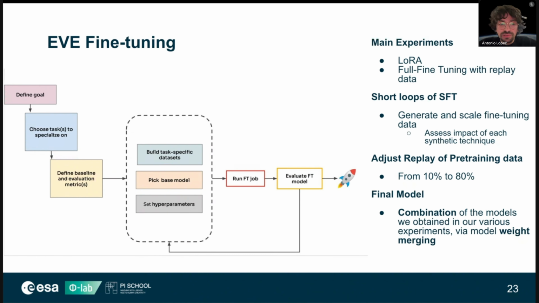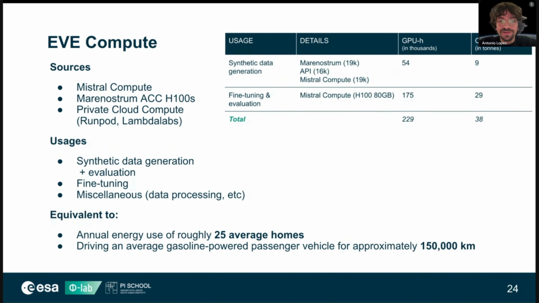Talking a bit about computing, which is also an important part, we had access to different computing resources. Specifically, Mistral also supported us with their HPC, but we also used public infrastructure called the Mare Nostrum, which is an HPC available in Europe. And we also used some private cloud computational resources such as RunPod and Lambda Labs. These three main sources covered all our needs in terms of data generation, fine-tuning, and the data processing pipelines.